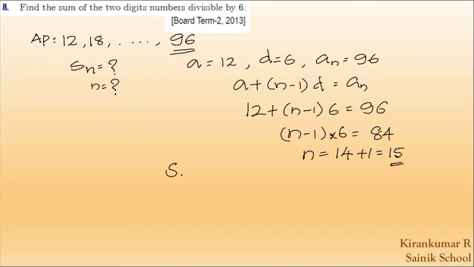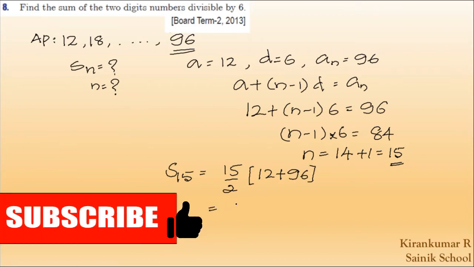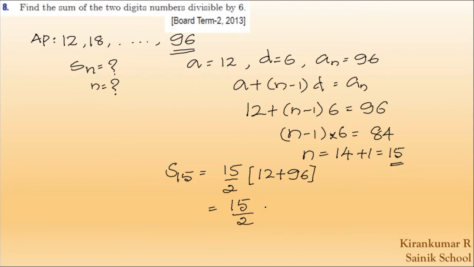So the sum of 15 terms will be 15 by 2 multiplied by the first term added to the nth term. So we get it as 15 by 2 multiplied by 108. So it is nothing but 15 multiplied by 54. We get the result as 810. So the sum of 2-digit numbers which are divisible by 6 will be 810.